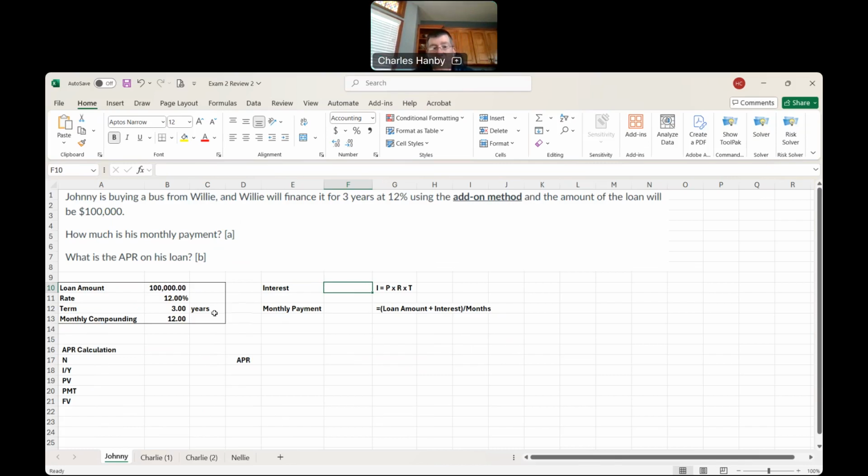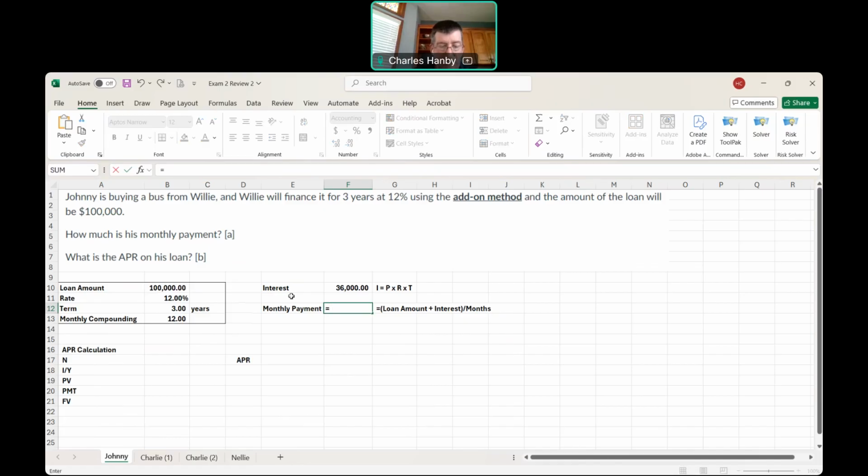So first problem, Johnny is buying a bus from Willie. Willie will finance it for 3 years at 12% using the add-on method. The amount of the loan will be $100,000. How much is his monthly payment? So first thing to do is you calculate the interest. I equals P times R times T, principal times rate times time. So 100,000 times 12% times 3, so that's $36,000 of interest.